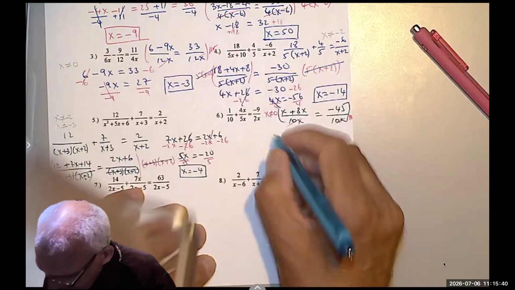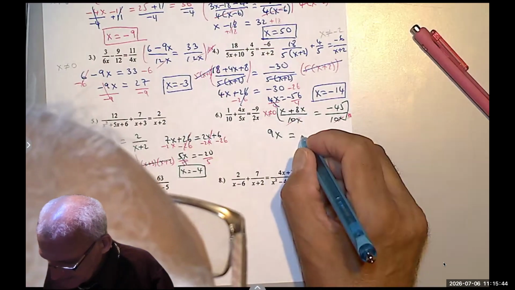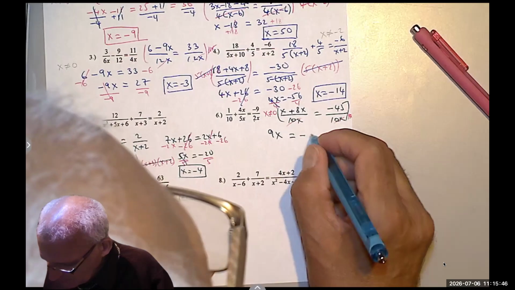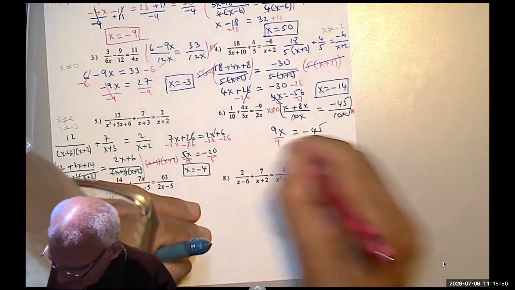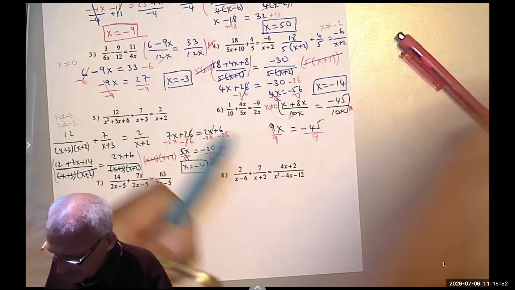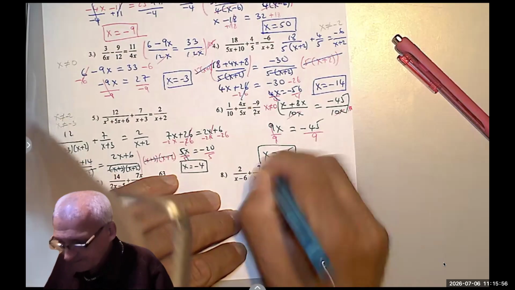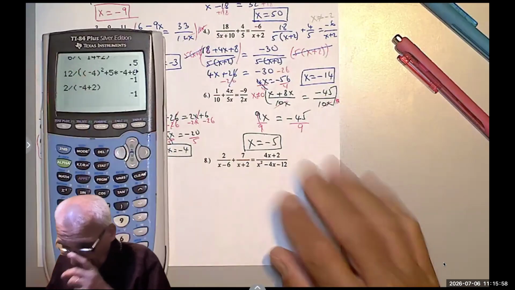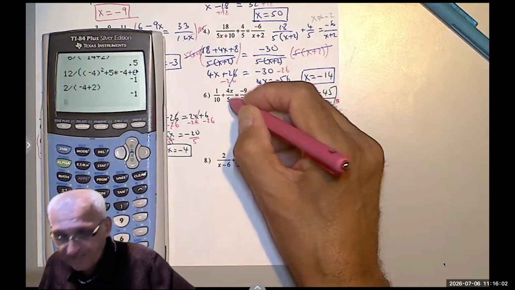And I get 9x, so already minus 45. Dividing by 9, I get x equals negative 5. Checking? Well, you can see that the x and the x cancel and we get 4/5.